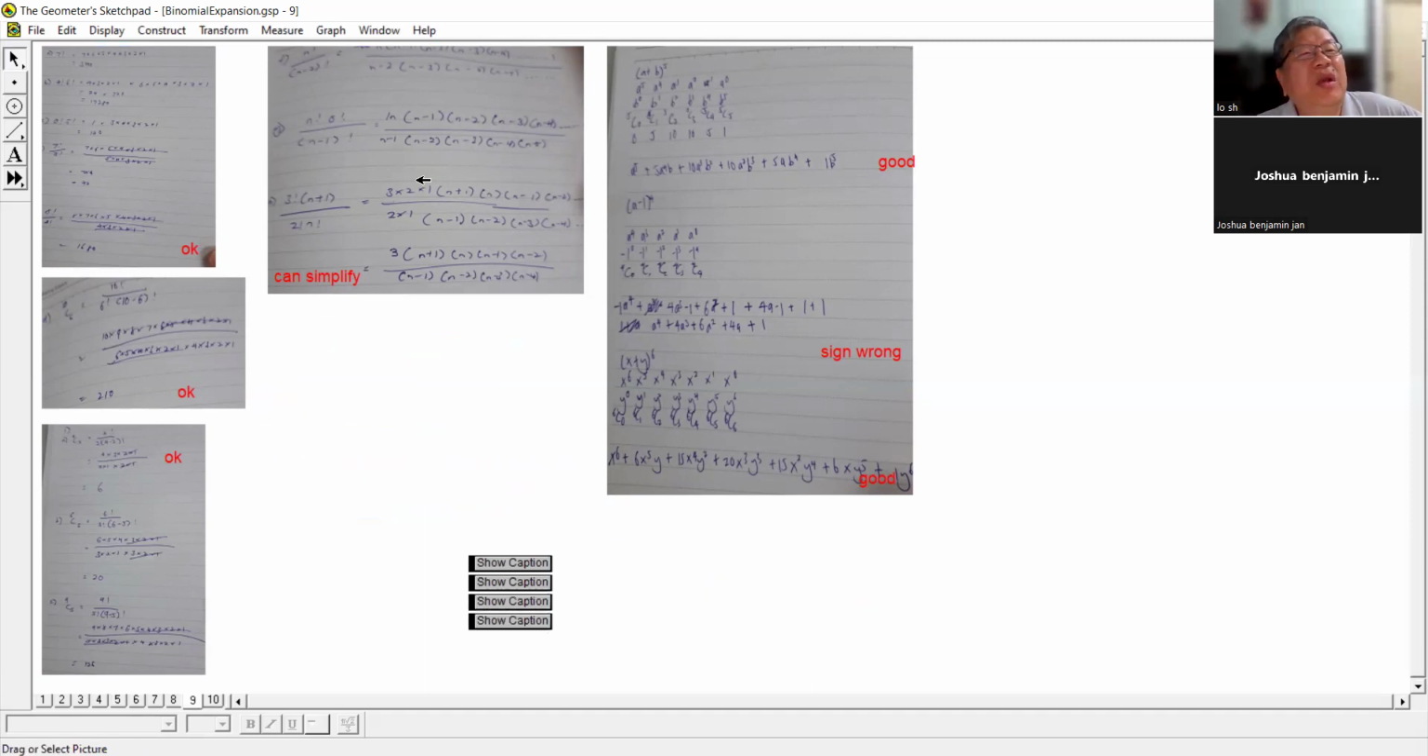Okay, so we look at the first question, right? The first question is this one: n factorial divided by n minus 2 factorial. So your answer given here is this first step here.